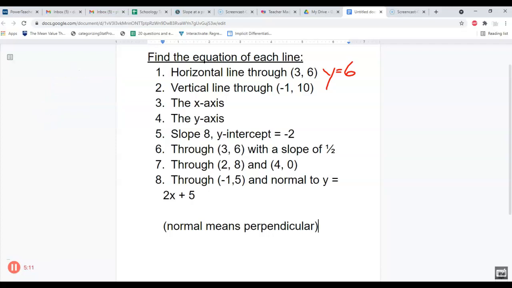Vertical lines are always x equals a number. You just use the x value of the point that I gave you. X-axis and y-axis trip people up because it's kind of opposite of what you would expect. The x-axis is actually horizontal. Horizontal lines are y equals a number. So this is y equals 0. And then the y-axis is actually vertical. Vertical lines are x equals. So it's like the opposite variable of the axis.